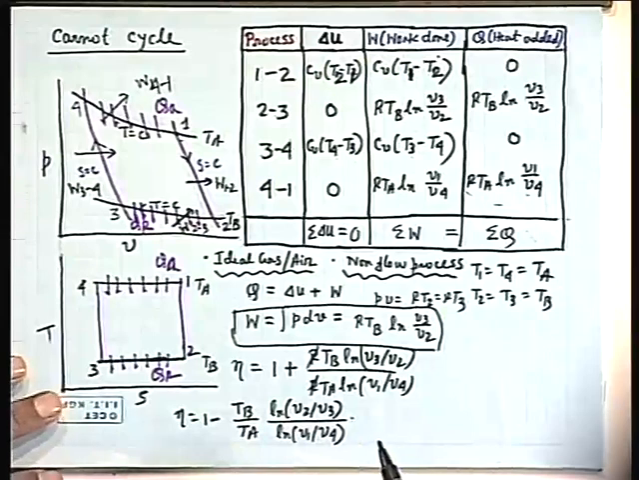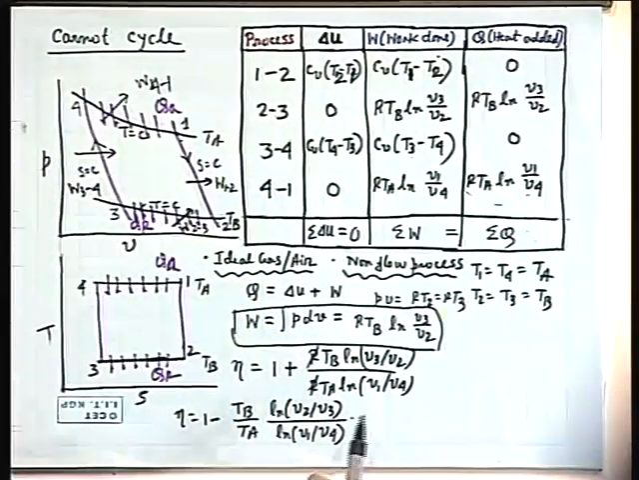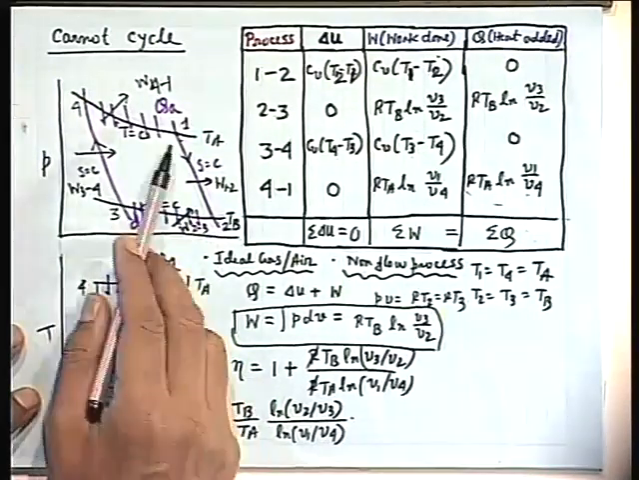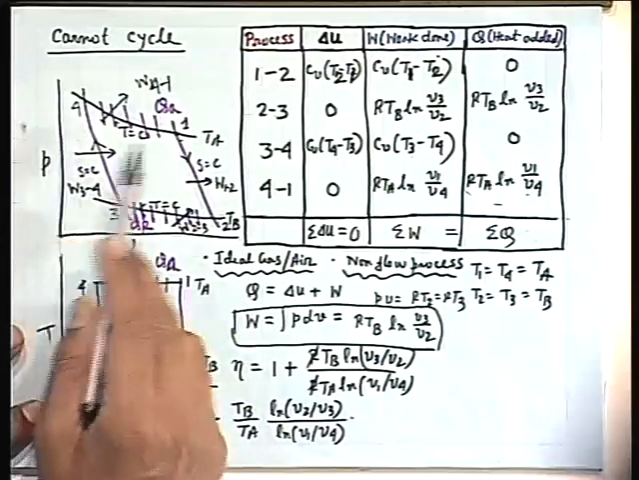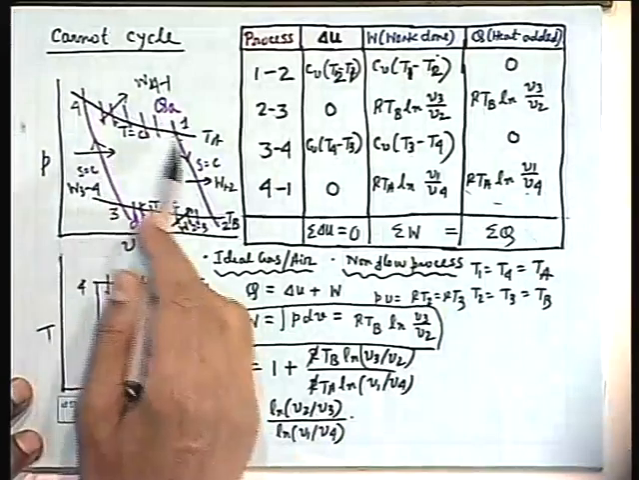So immediately my common sense dictates that since the efficiency of a Carnot cycle is 1 minus TB by TA, these 2 things will automatically cancel. How can you cancel V2 by V3 as V1 by V4? You have to do some manipulations now with the process calculations.